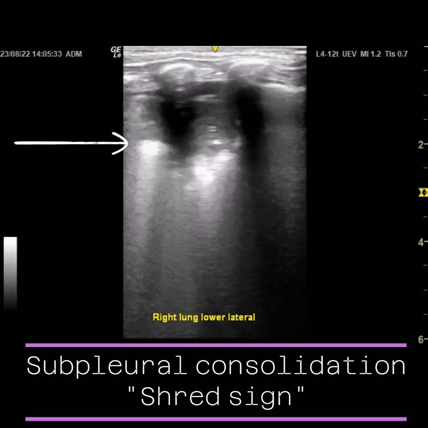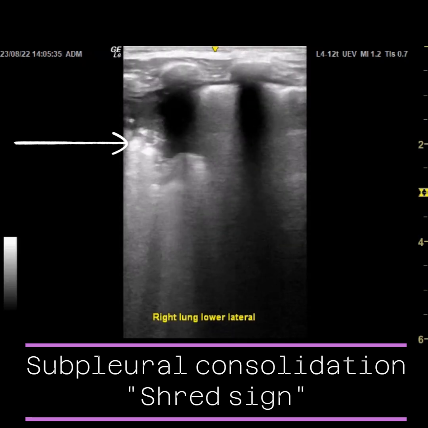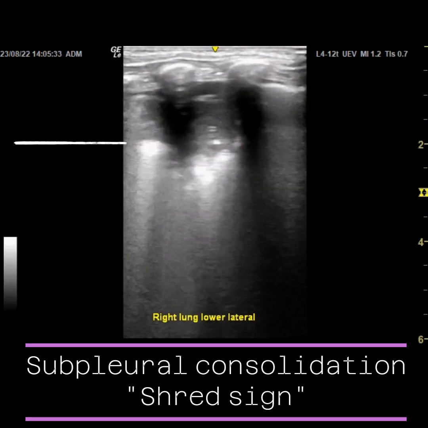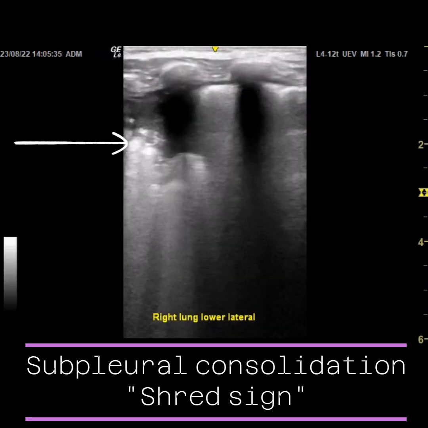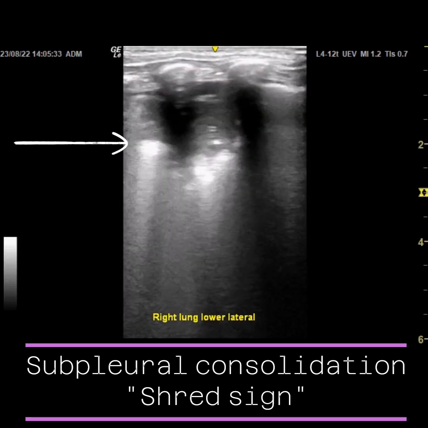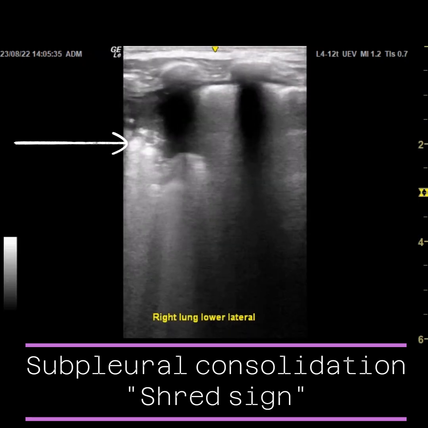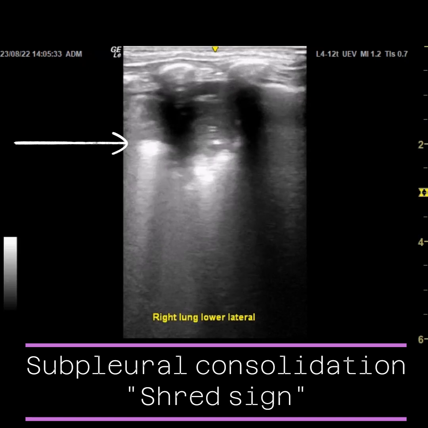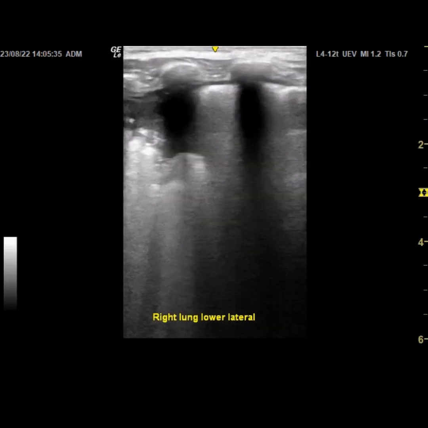It's also commonly known as the fractal sign, and if we see this, we know that infection is beginning to take hold. Appreciate in this view, we've got about a 2 centimeter region of grossly abnormal lung tissue. It's much more solid in its appearance, becoming quite organized, and that would represent infection.